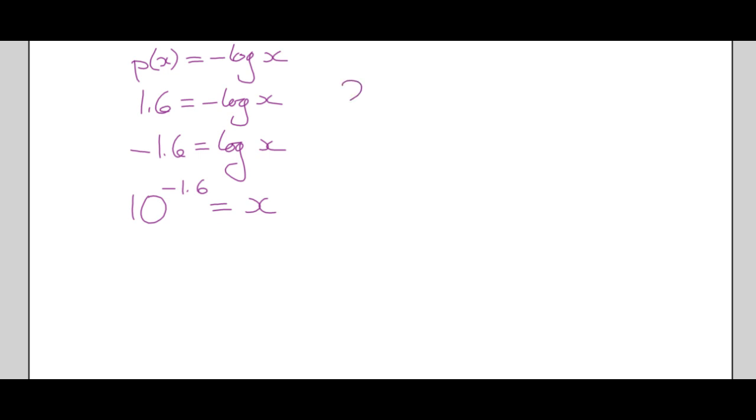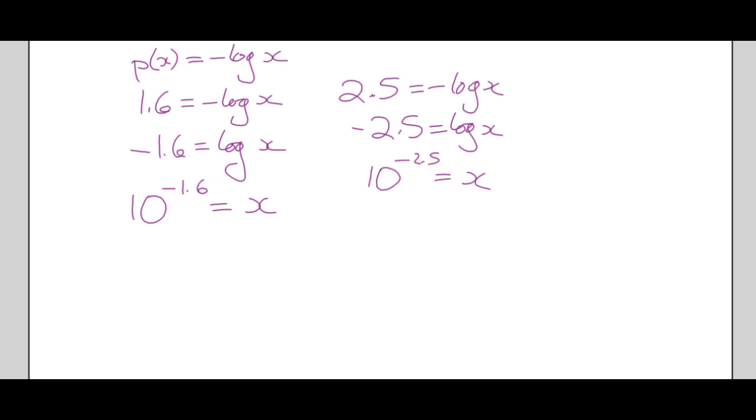Now we're going to do the same deal with a pH of 2.5. So negative 2.5 is equal to log x, and 10 to the power of negative 2.5 is x. Now what I want to know is how many times more is one thing than the other, so we're going to divide, right? We're going to divide the more acid, which is the negative 1.6, by the less acid, which is the negative 2.5. So we're going to take 10 to the negative 1.6 divided by 10 to the negative 2.5.